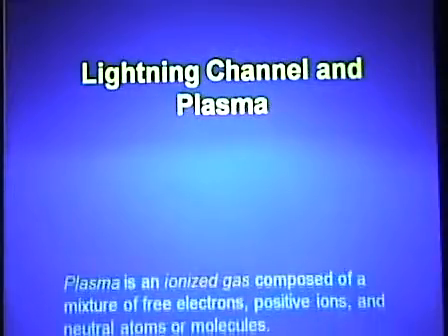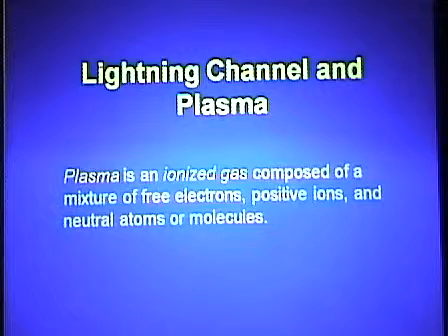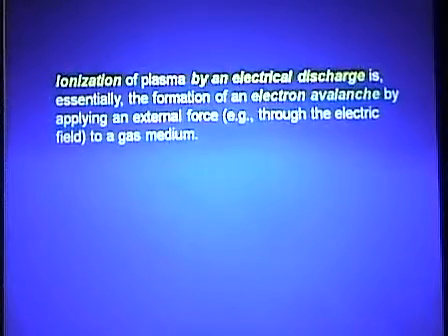And I should start by talking a little bit about the physics of lightning to make it easy for you to understand what I will be talking about later. Lightning channel is, first of all, a plasma. And plasma is the ionized gas, which is composed of a mixture of free electrons, positive ions, and neutral atoms and molecules. What makes it ionized?